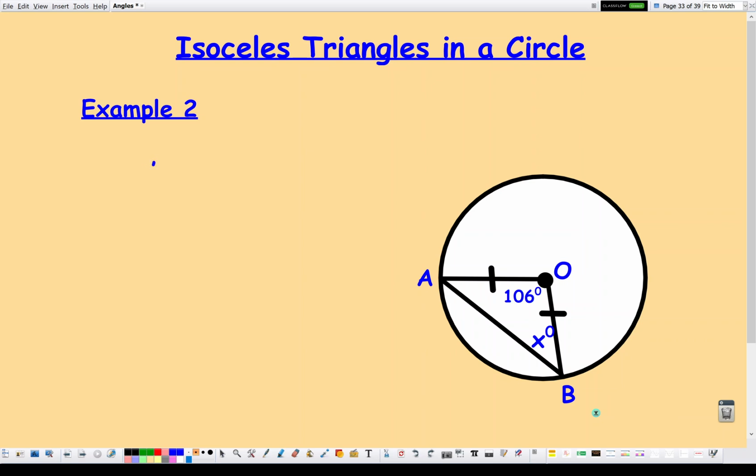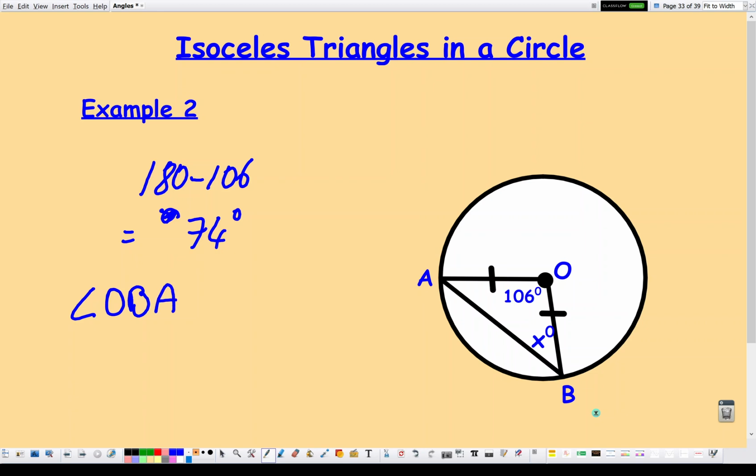Okay, so first of all, 180 take away 106 is going to be 74 degrees. Now angle OBA, and please get in the habit of actually writing down what angle you're looking for, don't just write random numbers down. Angle OBA is equal to therefore 74 degrees divided by 2, because each of these are identical, so we split it in 2, so that means angle OBA is therefore 37 degrees.